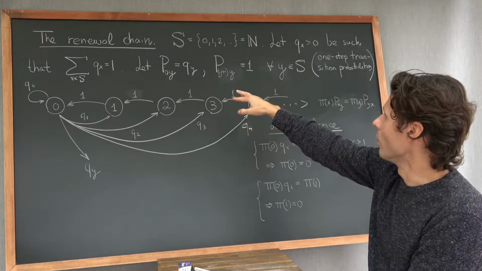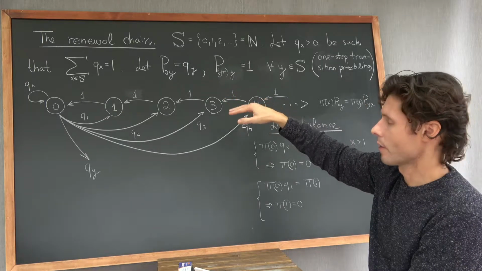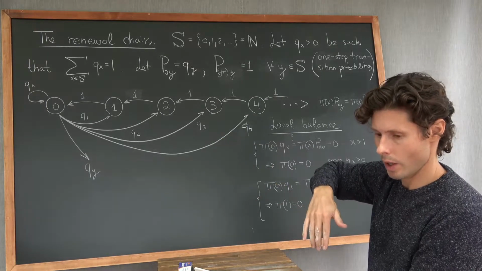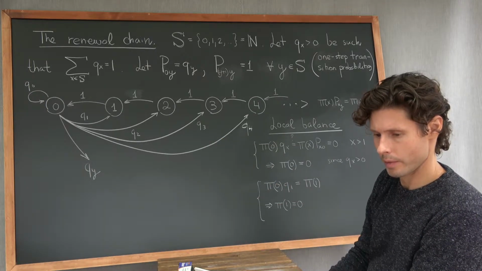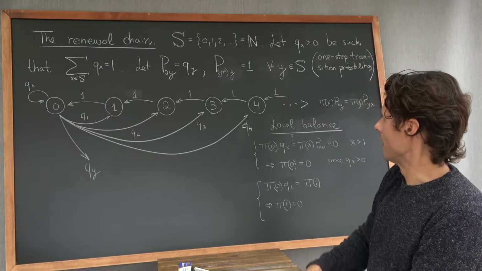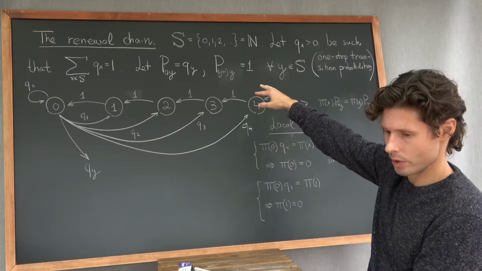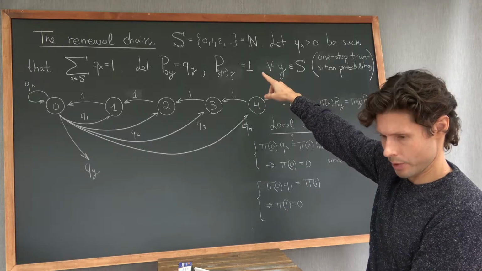So P_0y is going to be q_y. That means from state 0, you move out to any state y with probability q_y, which is positive. And then it says that to go down a state, meaning to go from any y plus 1 to y, that happens with probability 1.